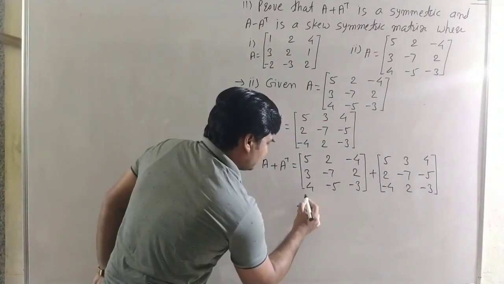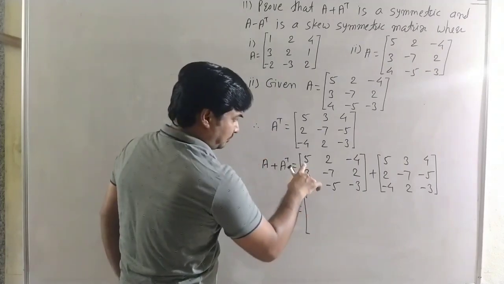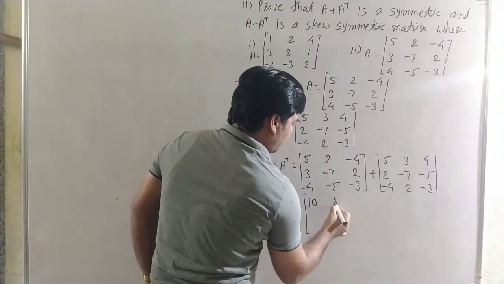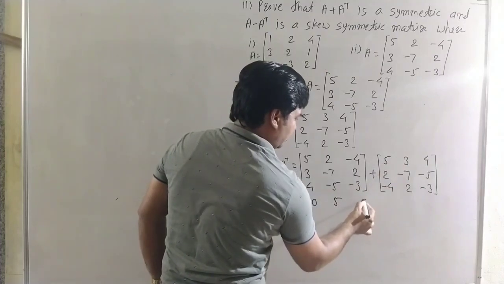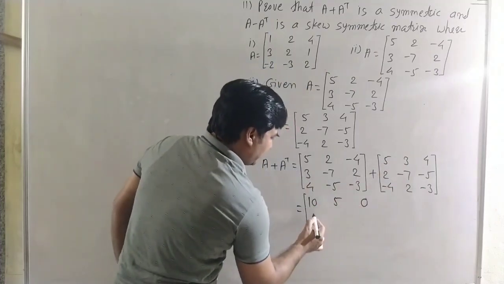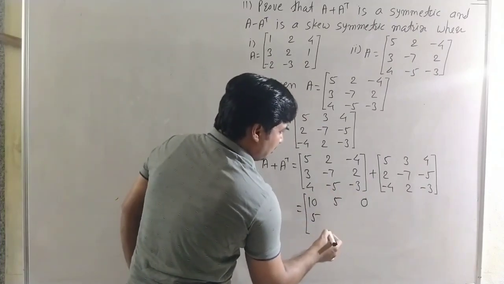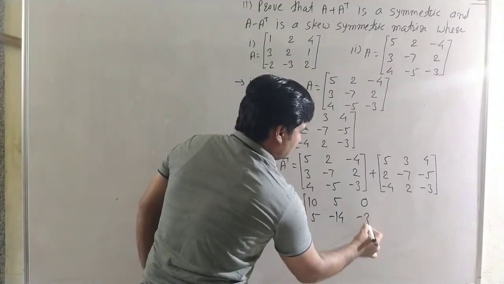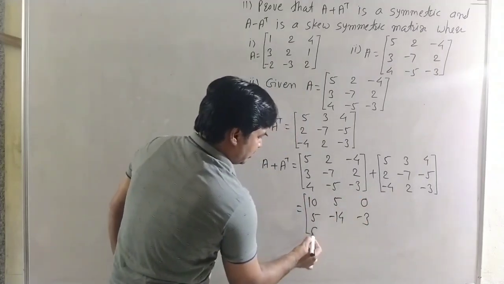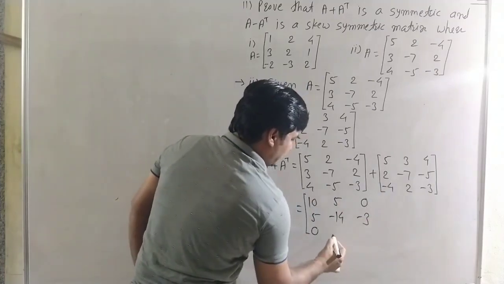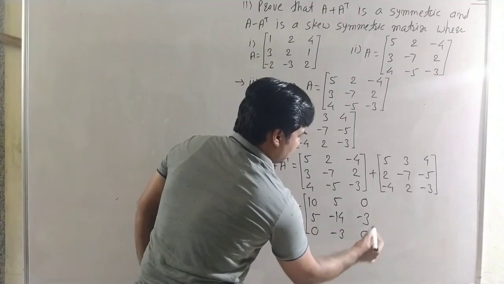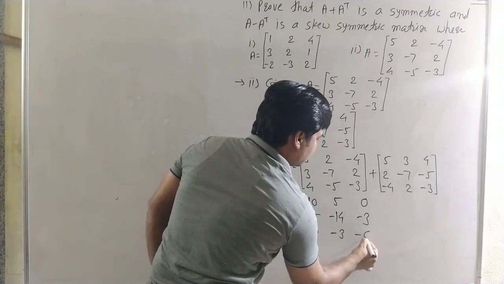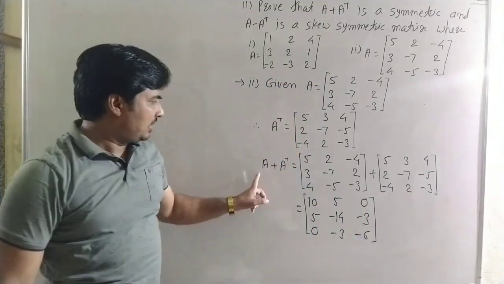Now the addition is: here 5 plus 5 is 10, 2 plus 3 is 5, minus 4 plus 4 is 0, 3 plus 2 is 5, minus 7 plus minus 7 is minus 14, 2 plus minus 5 is minus 3, 4 plus minus 4 is 0, minus 5 plus 2 is minus 3, and minus 3 plus minus 3 is minus 6. Now it is A plus A transpose.